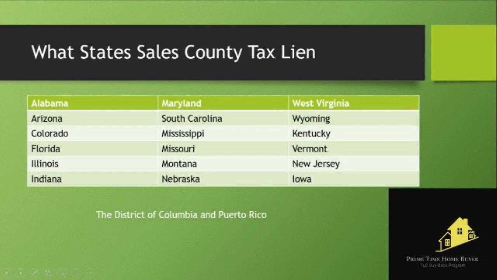What states sell county tax liens? You'll find the link below, but we'll go over a few in this presentation. You can see Alabama, Arizona, Colorado, Florida, Illinois, Indiana, Maryland, and many others sell county tax liens, in which you will be a lien holder with the possibility of ownership. But you will always, every time, receive your penalties and your interest for helping the municipality.